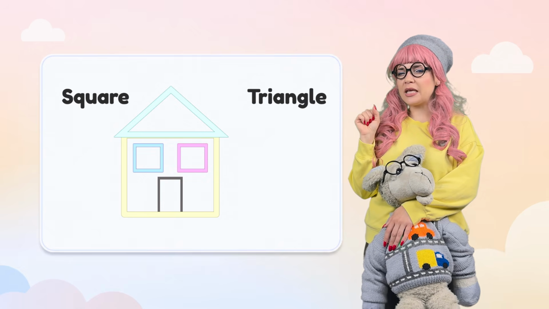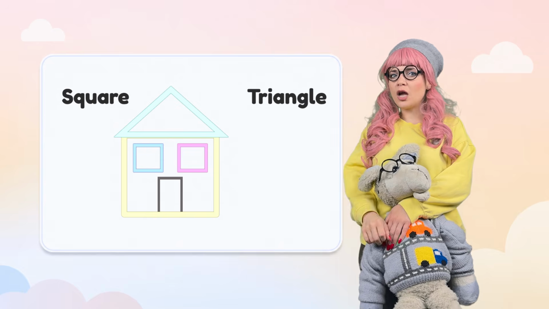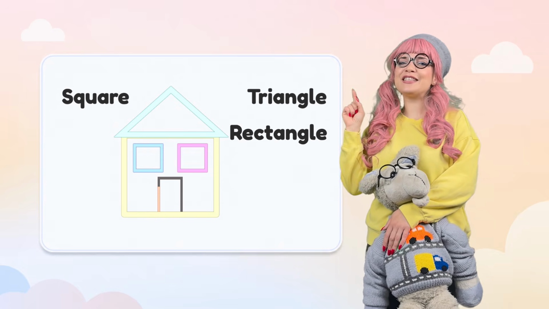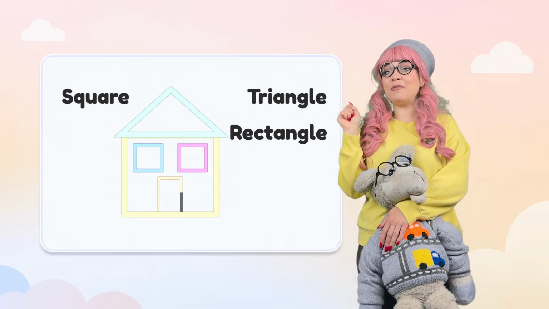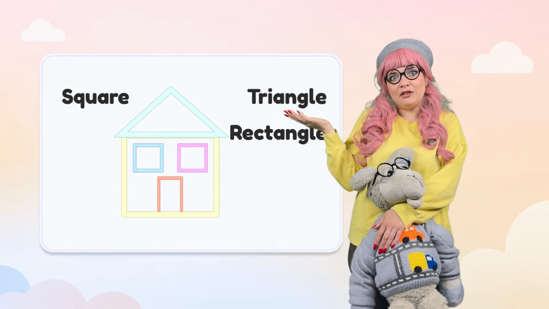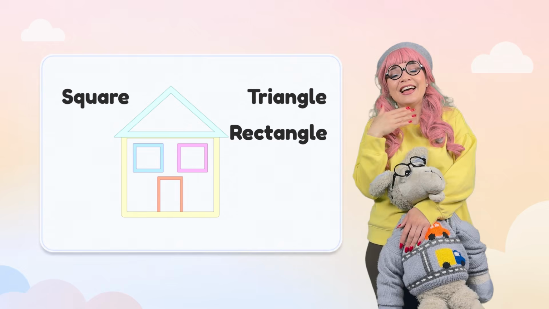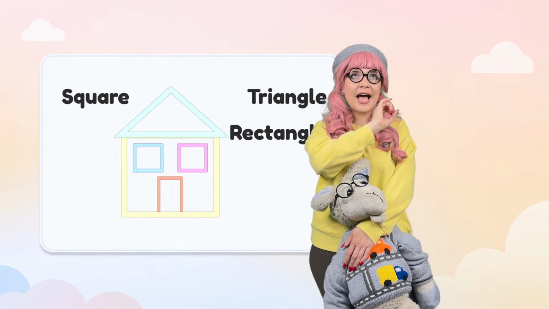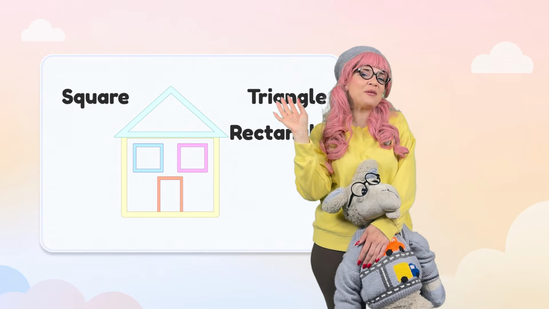And now what's missing? We're missing the door. Slowly but surely, we have the rectangle, and that's the door. Amazing! The house formed by shapes.